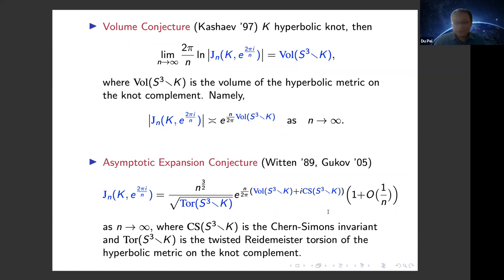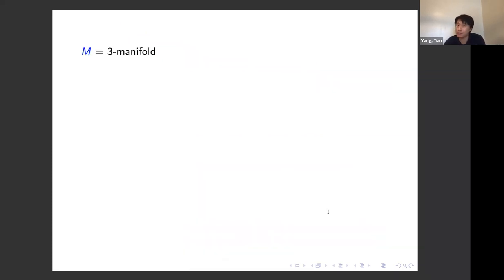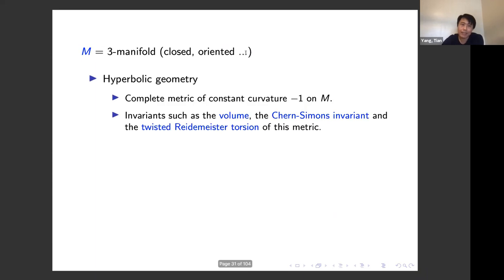Thanks. So this is the story for a knot complement. Now, for a general three-manifold, the picture is pretty similar. Sometimes we can consider closed oriented three-manifolds, sometimes we can consider manifolds with boundary or non-oriented three-manifolds, I mean, more than knot complements. Then on the hyperbolic geometry side, we can still put a hyperbolic metric on the manifold. For such a metric, we can consider invariants such as the volume, the Chern-Simons invariant, and the twisted Reidemeister torsion. Again, by the Mostow rigidity theorem, all these invariants are topological invariants of the manifold.